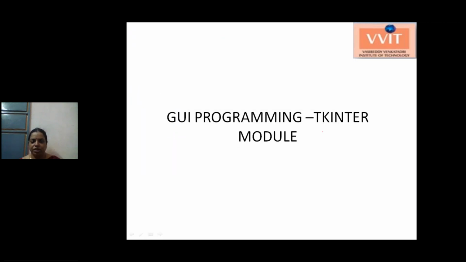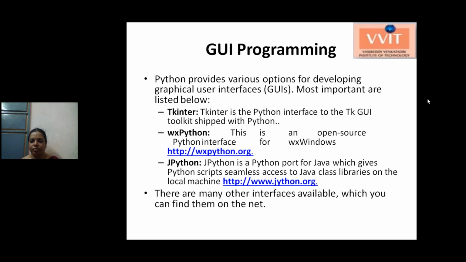Okay. So GUI programming, tkinter module. Binary ASCII is for displaying of information in the hexadecimal, but it is not accepting the input itself.